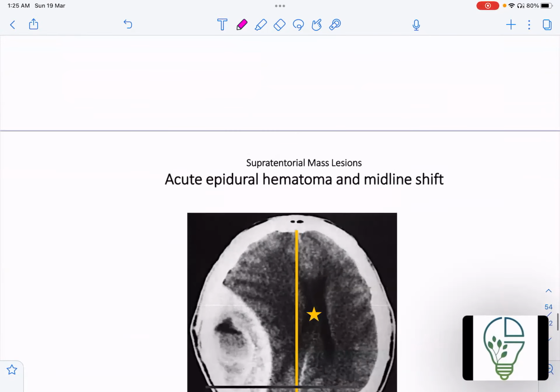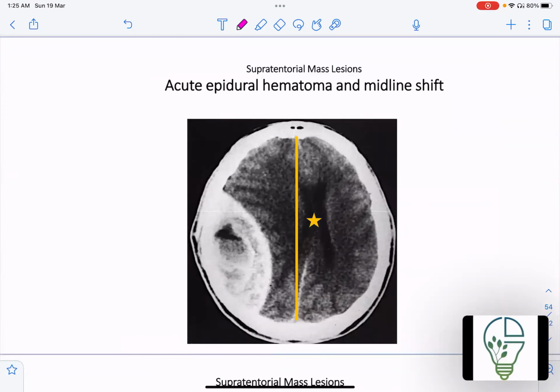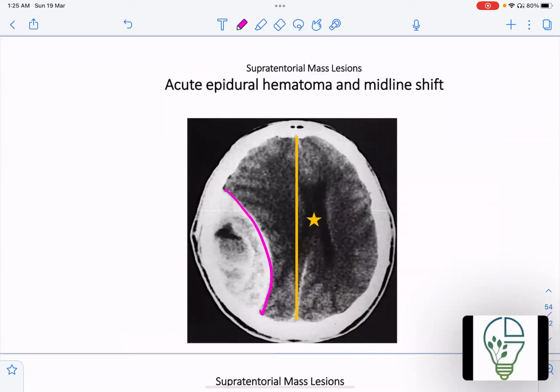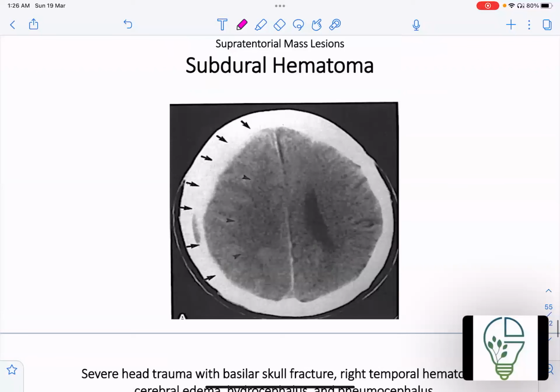Now we'll be discussing some of the structural things that happen. Here you can see there is an epidural hematoma, which means there's blood here. So there's a midline shift. Ideally it should have been like this, but there is a midline shift, and now the midline is here instead of being in the center. And here you can see that there is a subdural hematoma.